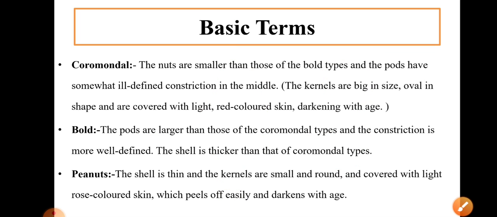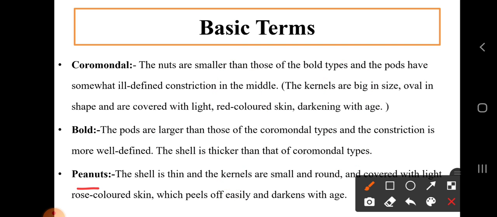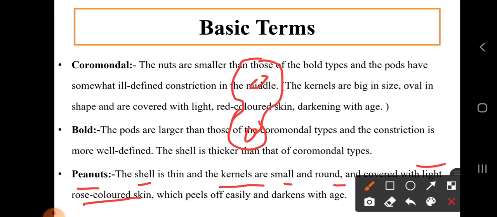Okay, then third one, what is a peanut? Once we open these pods, we'll get the actual grains. If you open this outer shell, we'll get the peanuts, or the actual grains, called peanuts. The shell is thin and the kernels are small, round and covered with light rose color skins which peel off easily and darken with an edge.